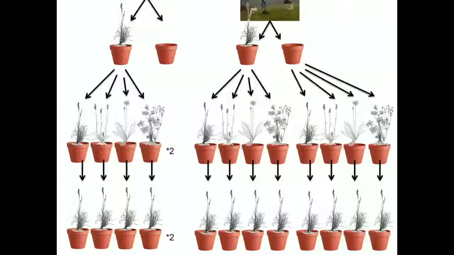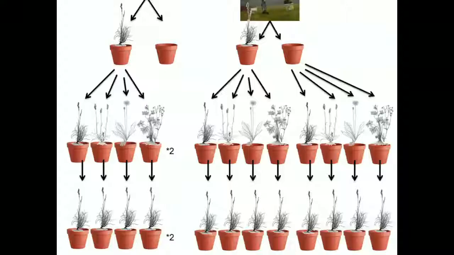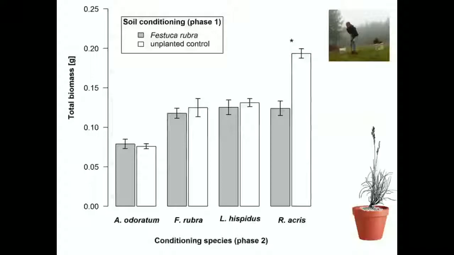And my question was, if you take a look at this design, whether I can detect the difference in Festuca rubra growth in the feedback phase, in the third phase, if I consider the first conditioning, meaning whether the effect of the first conditioning by Festuca rubra can still be detectable even after the soil was grown by other species. So I tested this and I found almost nothing.